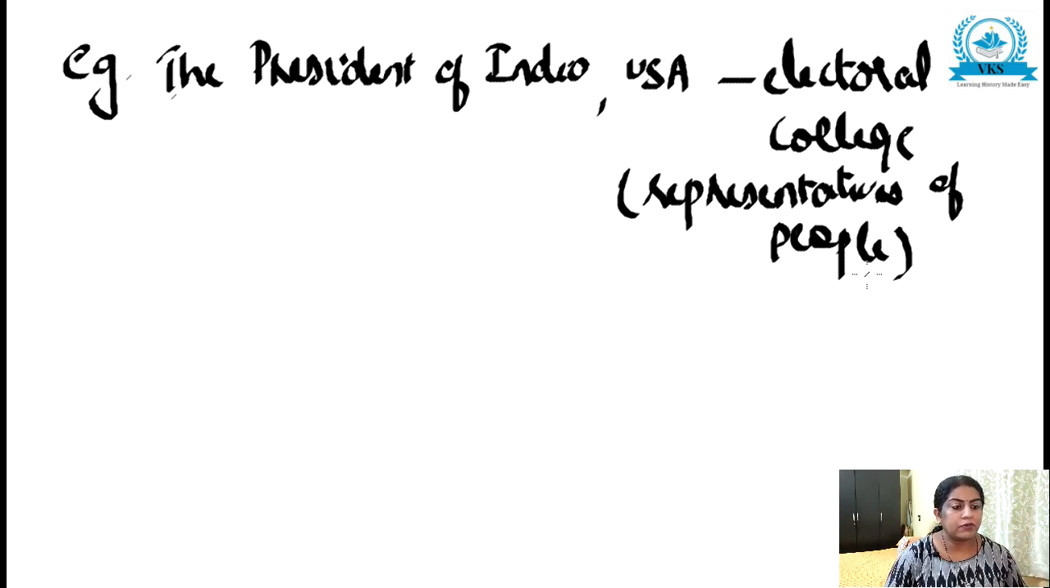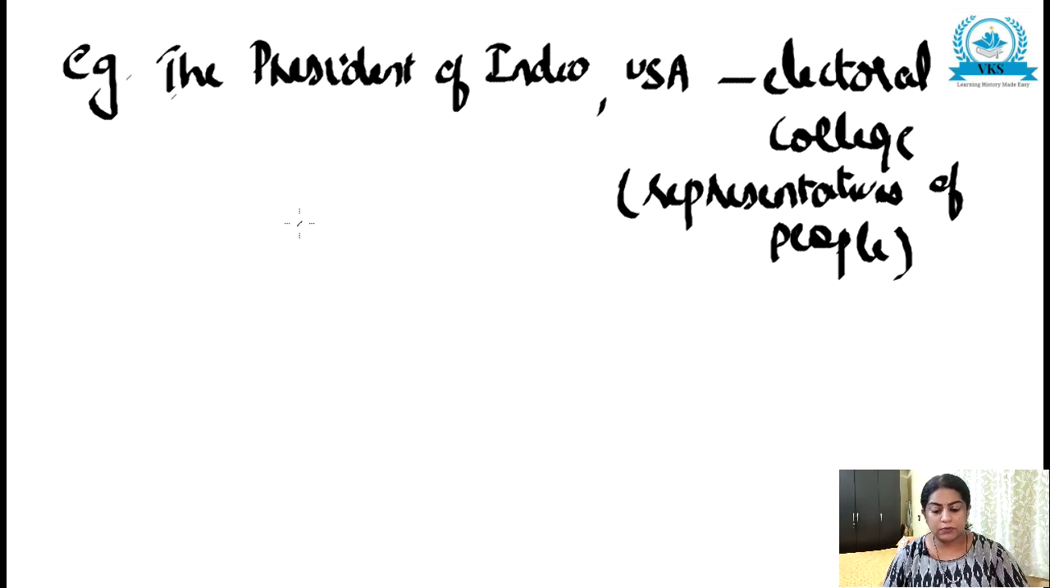The members of Rajya Sabha and members of State Legislative Council are indirectly elected by the people. So all those are the places where indirect election happens. So that is the difference between direct election and indirect election.